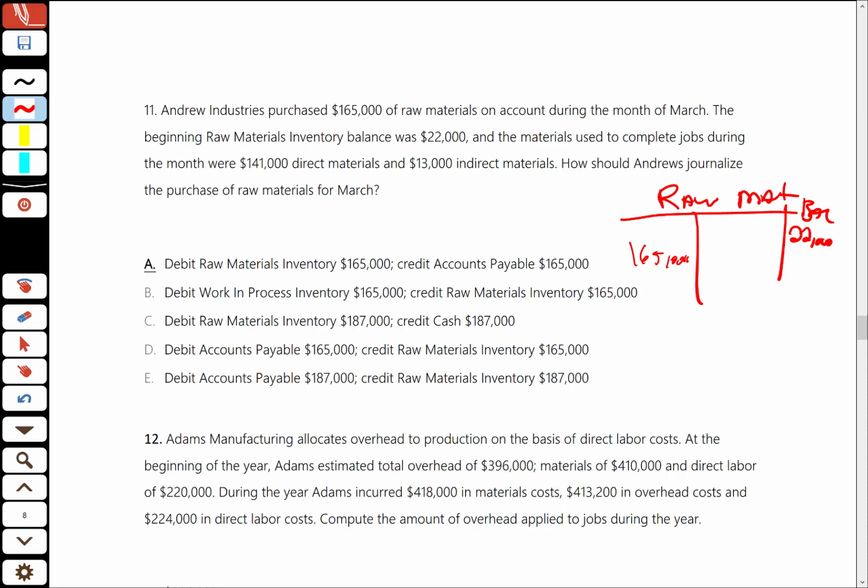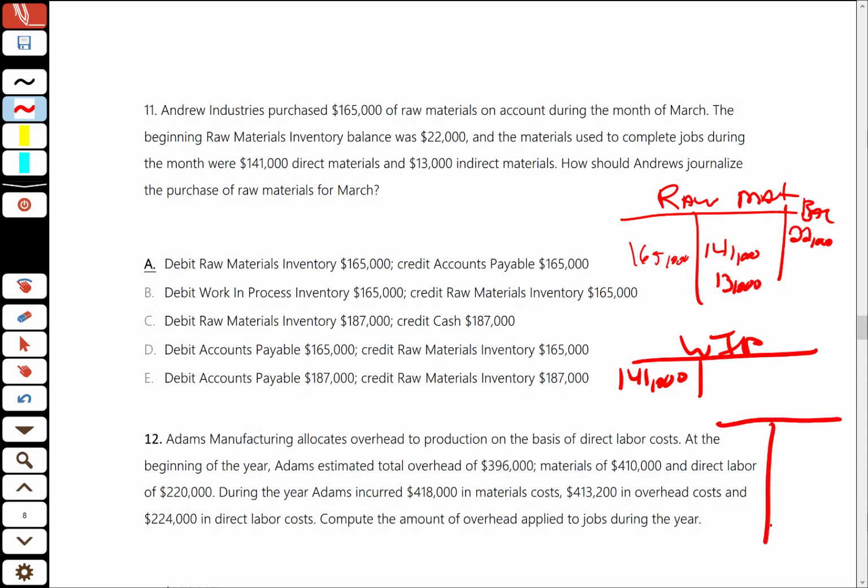And then they had work in progress here, and they credited raw materials for 141,000 to work in progress. And for the indirect materials, they credited raw materials for 13,000, and they debited what? The overhead. Good. They debited manufacturing overhead for 13,000, right?